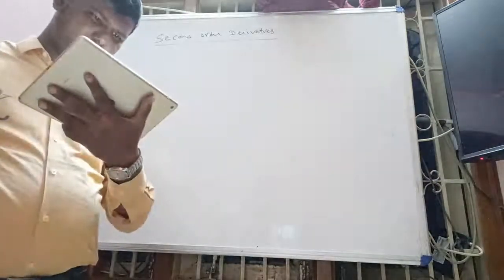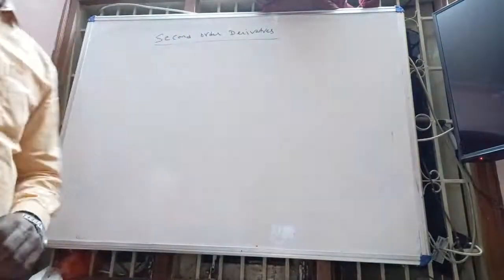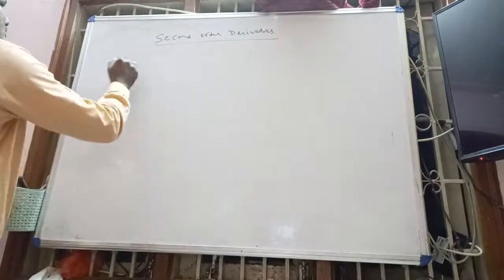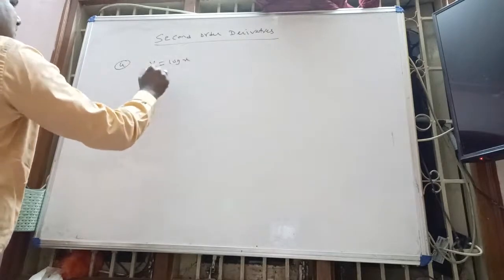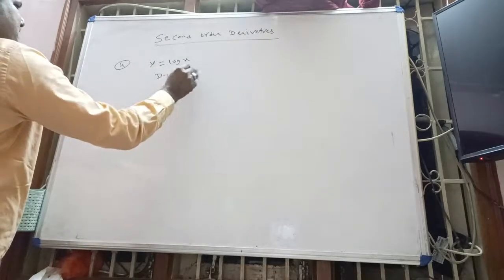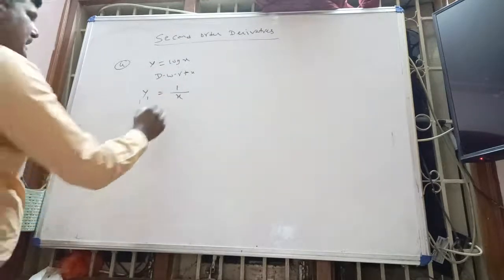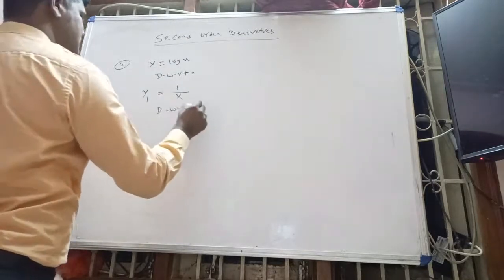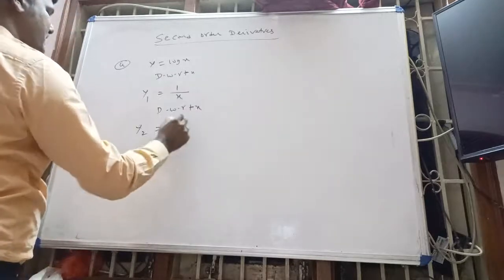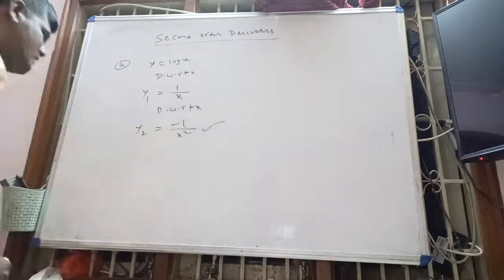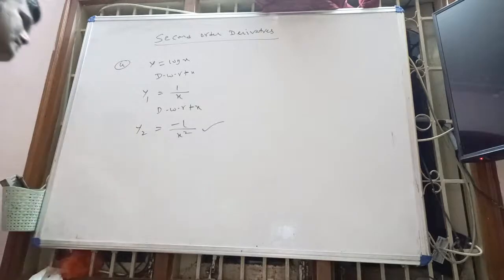Next question, they have given log x, just log x. Question number 4, y is equal to log x. Very simple, differentiate with respect to x, y1. Log x derivative is 1 by x. Again, differentiate with respect to x. y2, 1 by x derivative is minus 1 by x square. That's it. Answer over. Very simple. Understand?